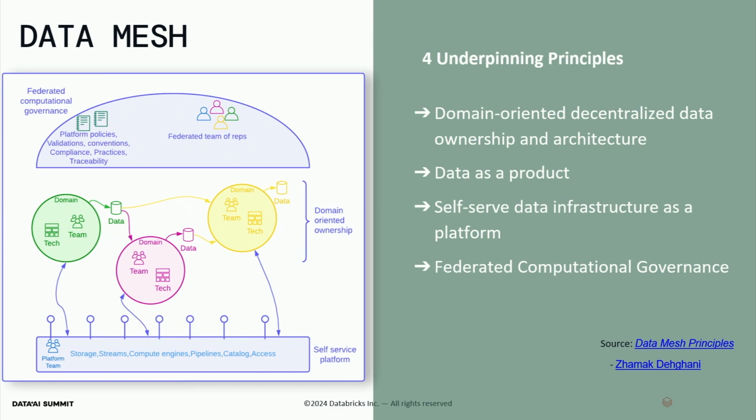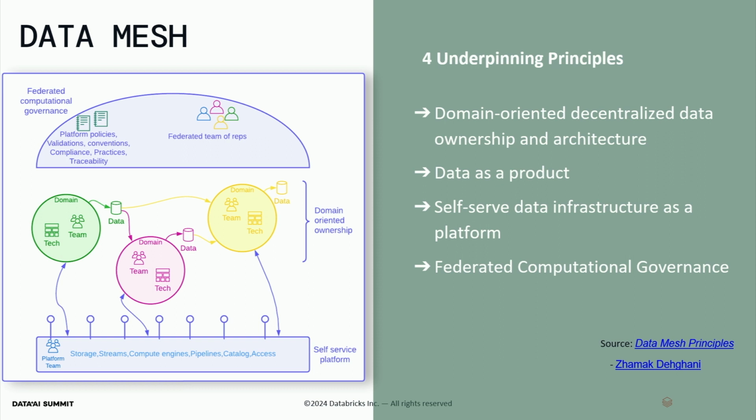So, getting into some of the architecture for our platform, one of the key components we were looking into as we started this project was that we wanted to build out our platform with a data mesh in mind. If you haven't read Zhamak Dehghani's blog about the 4 underpinning principles of a data mesh, it's a really great read and I highly recommend it. These 4 principles are domain-oriented, decentralized data ownership and architecture, treating data as a product, self-serve data infrastructure as a platform, and federated computational governance.